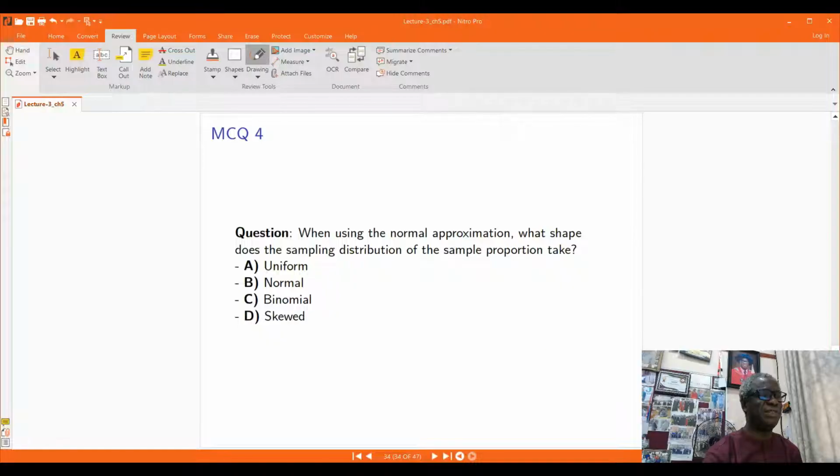Now question 4. Remember to write question 4 and your option. When using the normal approximation, what shape does the sampling distribution of the sample proportion take? What shape?